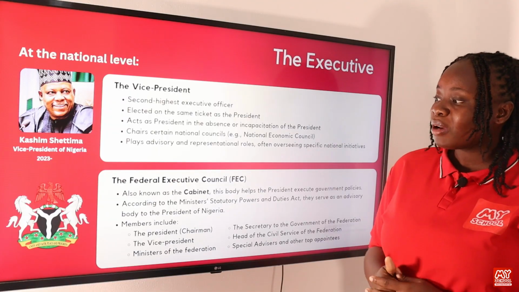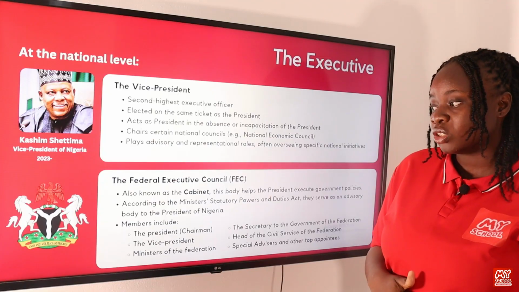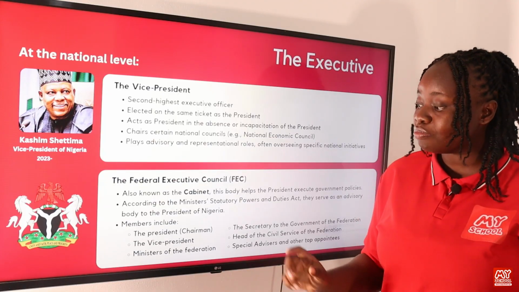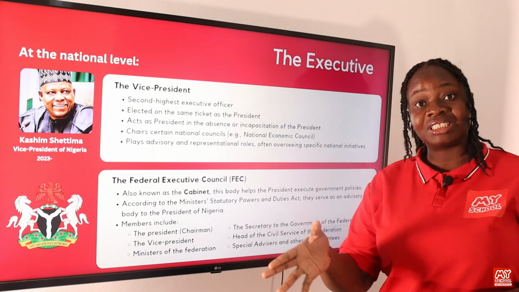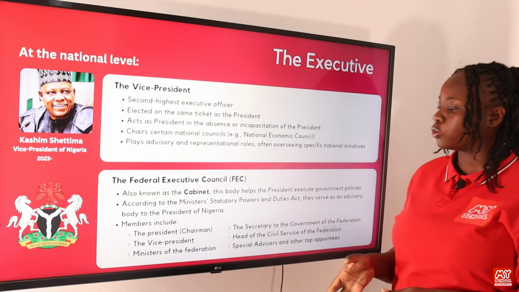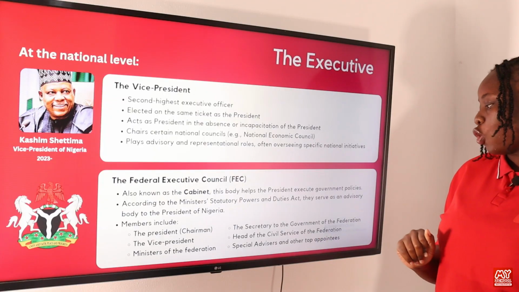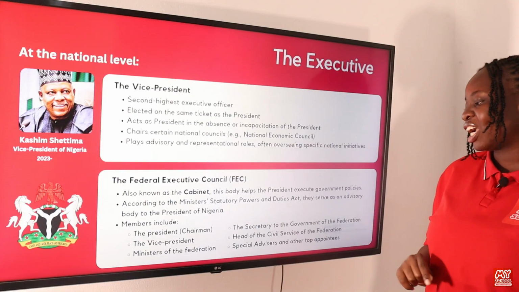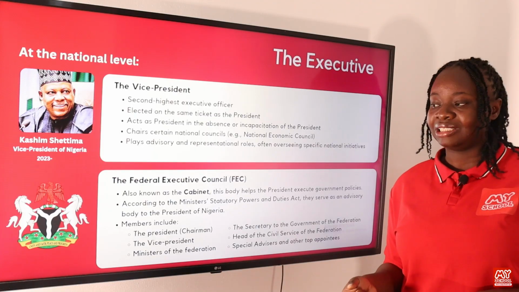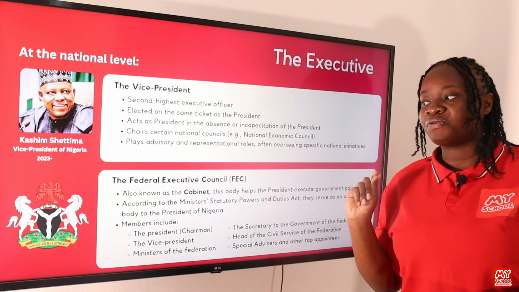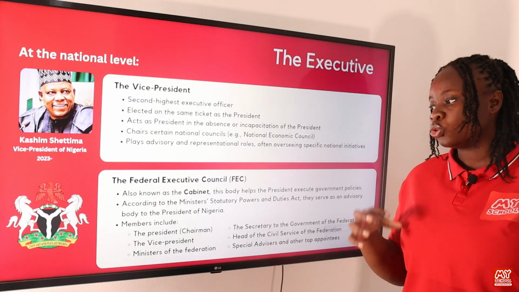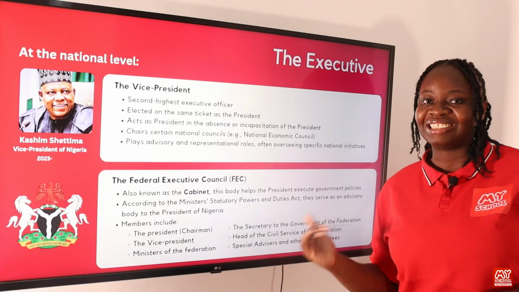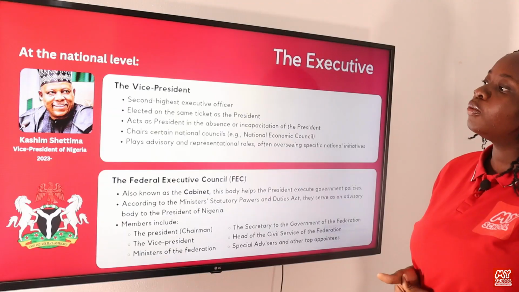And so membership of this Federal Executive Council includes the president himself, who is the chairman of the council, the vice president, the ministers of the federation, that means the ministers of all the different ministries within the country, the secretary general to the government of the federation, the head of the civil service of the federation, and special advisors and other top appointees. So these are all the members of the Federal Executive Council. So remember, they have an advisory role. They advise the president on how to implement policies within the society. Now let's move on to the next slide.